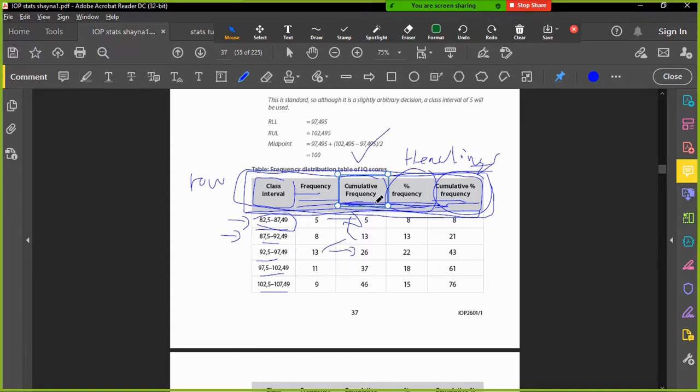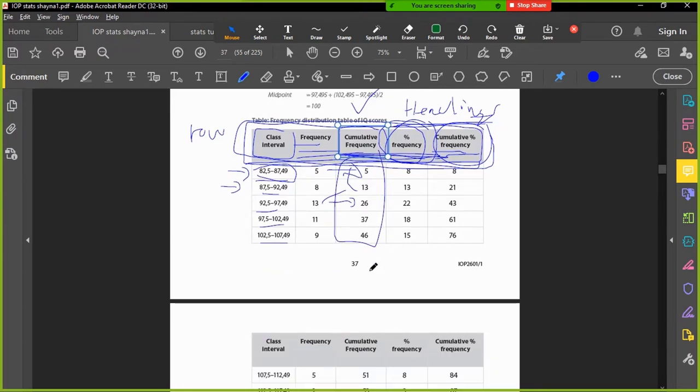Correct. Do you know how to work out this table? Yes, I do. Okay. Do you know how to work out a percentage frequency now that you've got that? Yes. What do you do? Think now.